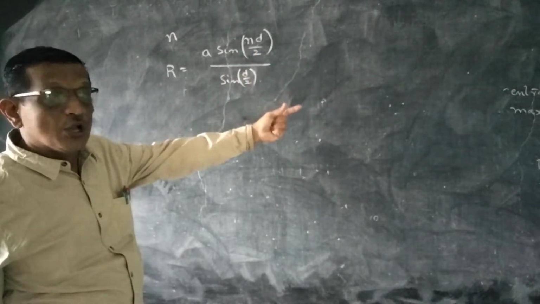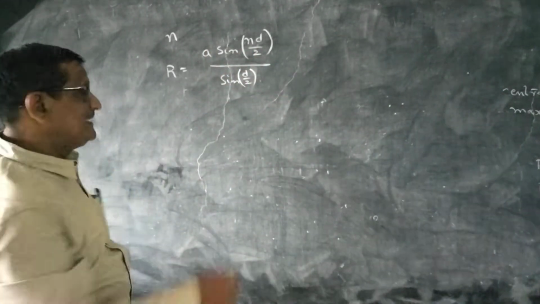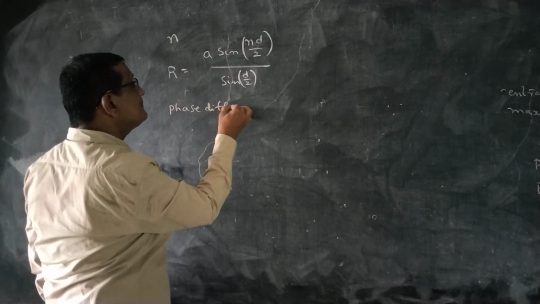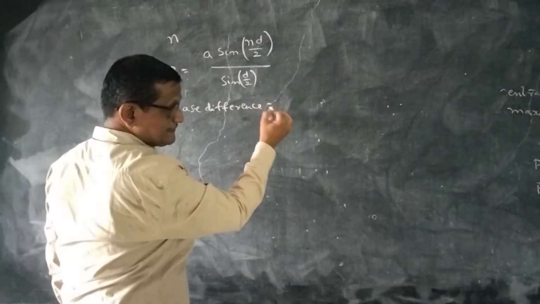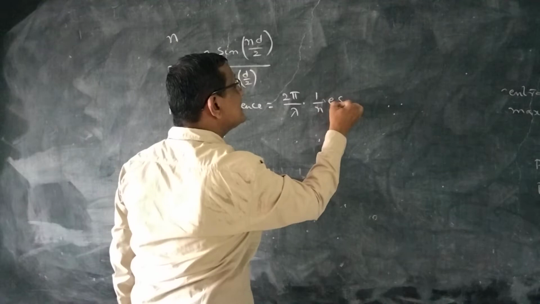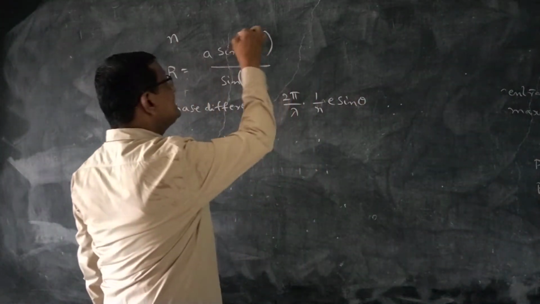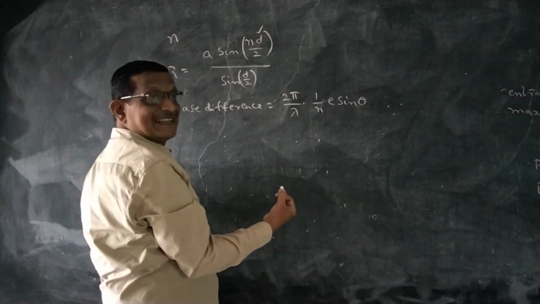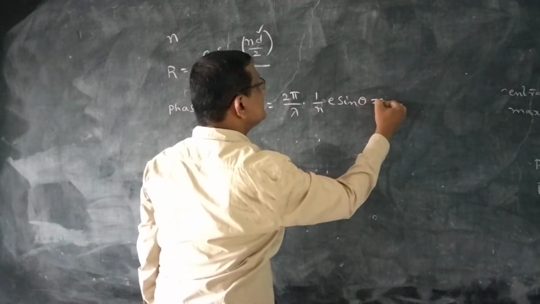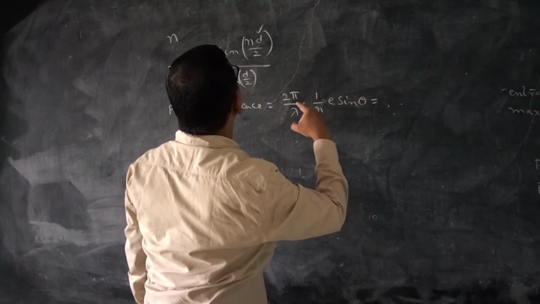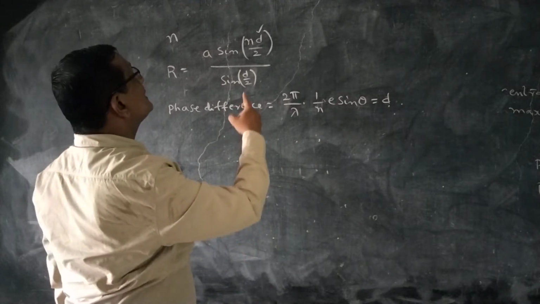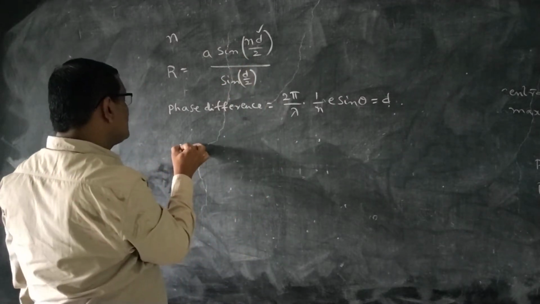You can observe it. Now, when there are n equal parts, the phase difference becomes 2π/λ × (1/n) × e sin θ. Here in this expression the phase difference is d. That's why d = 2π/λ × (1/n) × e sin θ. Right?